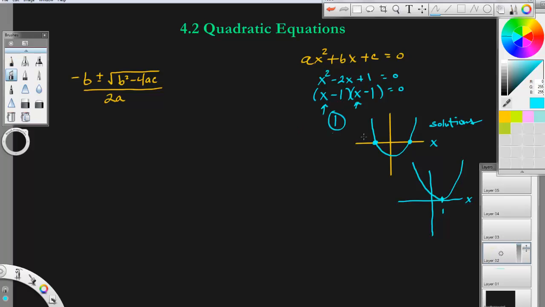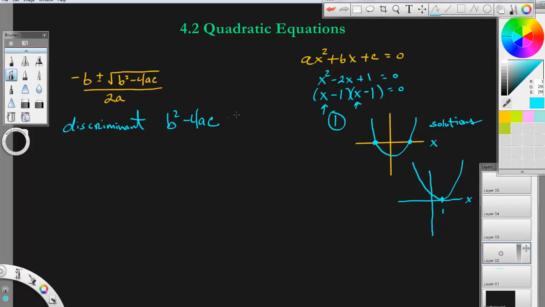Now, how do you determine how many solutions it has? That's the whole point of this today. And it is called the discriminant. The discriminant is b squared minus 4ac. It's what's underneath this radical sign.